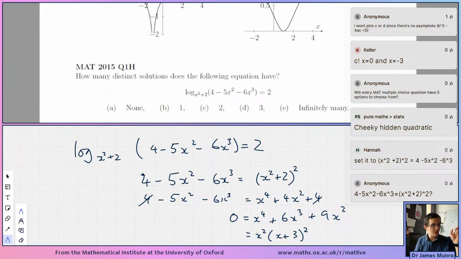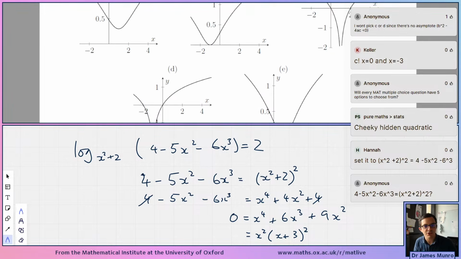Okay, let's go back in. There's a chat. x equals 0 and x is minus 3. There we go. Will every math multiple choice question have 5 options to choose from? That is what we've done in recent years. Is that true for Math 2024? No comment, sorry, I can't remember. I think it's true, don't want to promise. Okay.